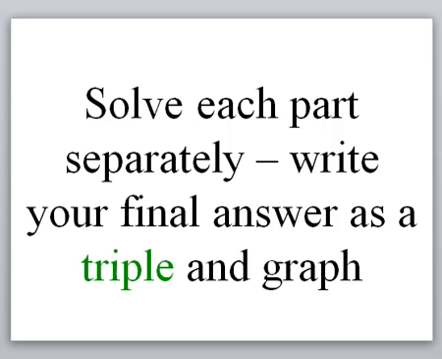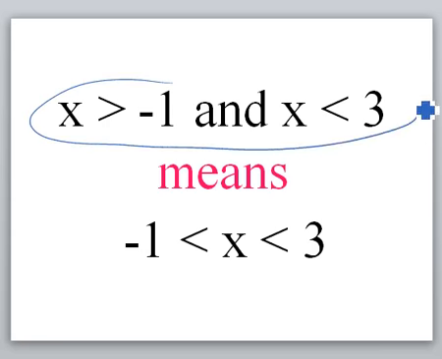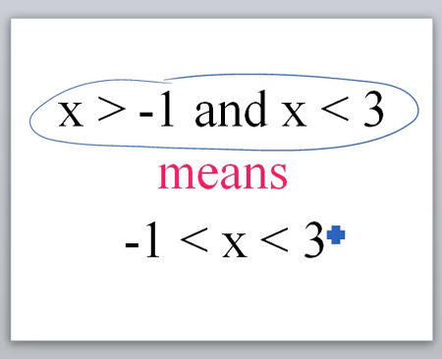So the way we do an and statement is we're going to solve each part separately, just like we do with the or statements. But we're going to write our answer as a triple, and I'll explain what that means. Here's what a triple looks like. So we'll end up with two solutions like this, and then we're going to take those and put them in a triple. This is what a triple is.